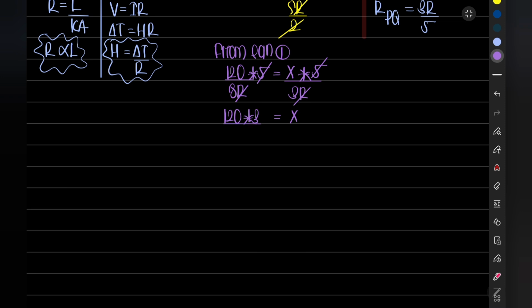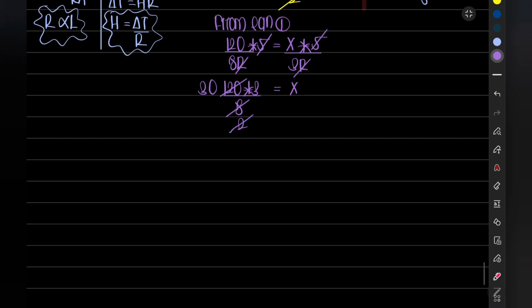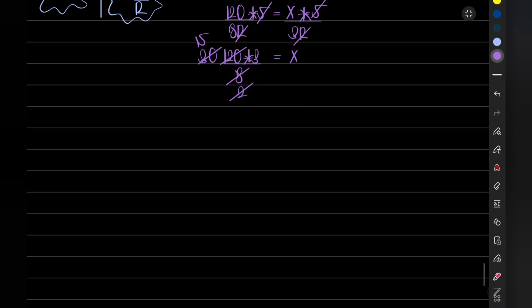Now R cancels, 5 and 5 cancel, then we basically have X equal to 120 into 3 by 8. Okay, so 8 15s are 120, and 15 3s are 45. So the final value of X, that is the temperature difference for the PQ part, is 45 degrees Celsius. So this is the answer which we need.